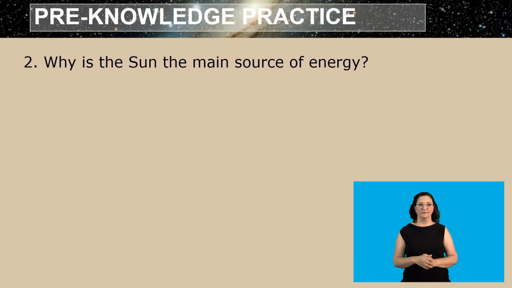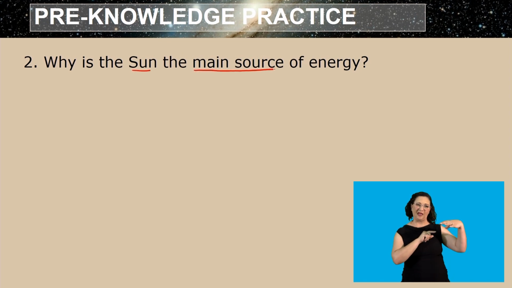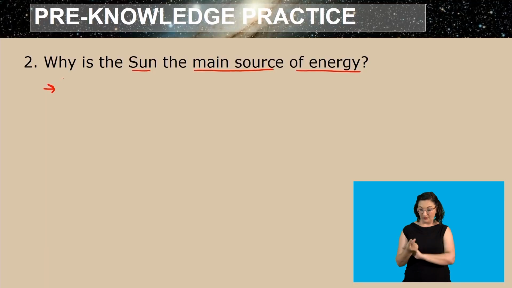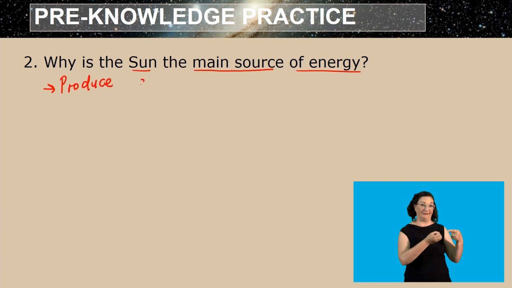Right. Question number 2 asks, why is the sun the main source of energy? Now, the sun is the main source of energy because it produces heat and light energy, and that heat and light energy has to be absorbed in order for the process of photosynthesis to occur for life to exist on Earth, okay? Now let us write that down. We said that it produces light and heat energy.